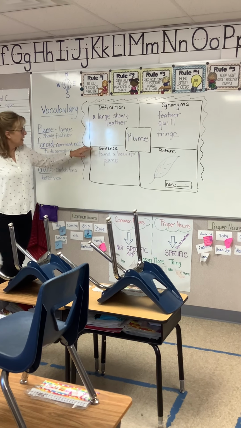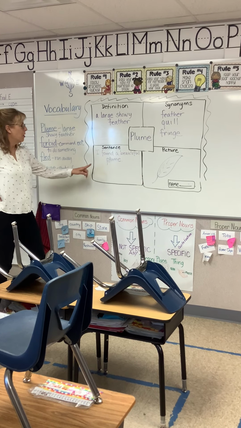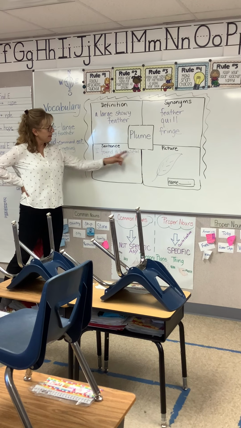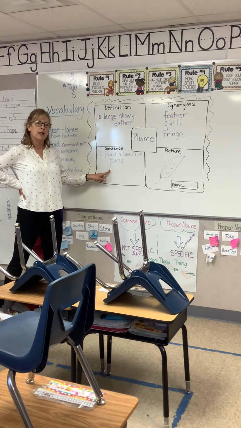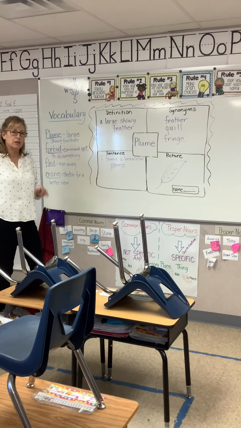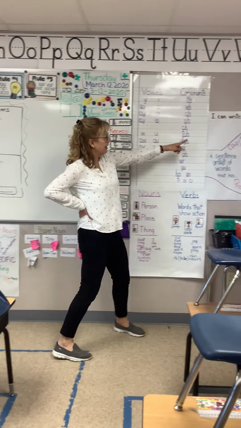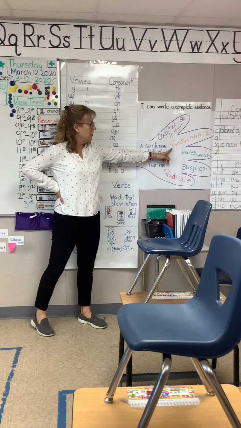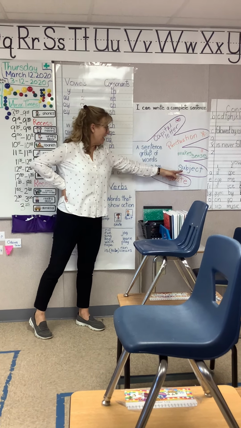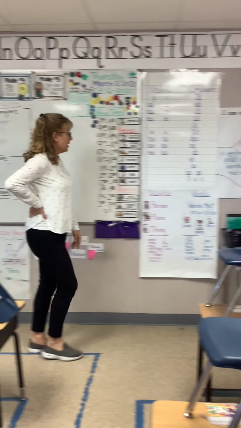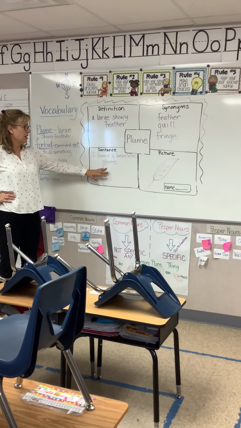Okay? Next box is a sentence. I found a beautiful plume. This is where you write a sentence and you use the word in the sentence. Now don't forget about our sentence structure and how it has to have a capital letter, has to have punctuation, and most importantly, it has to make sense, okay? And a subject and a verb. A sentence is a group of words that all come together and make those things happen.